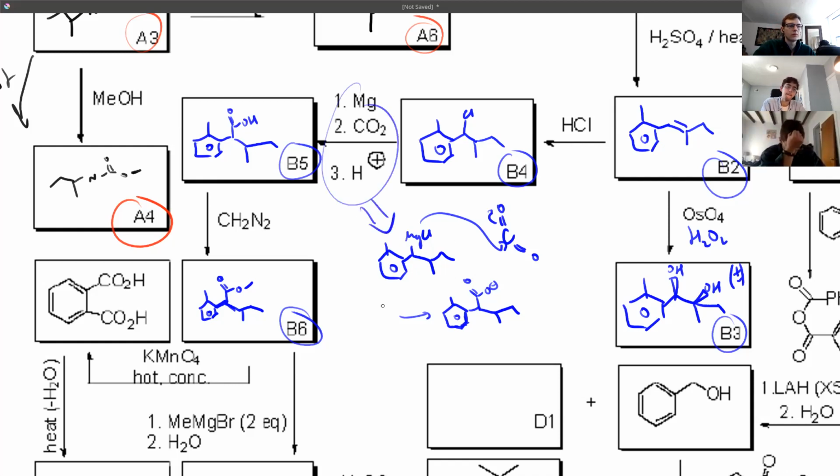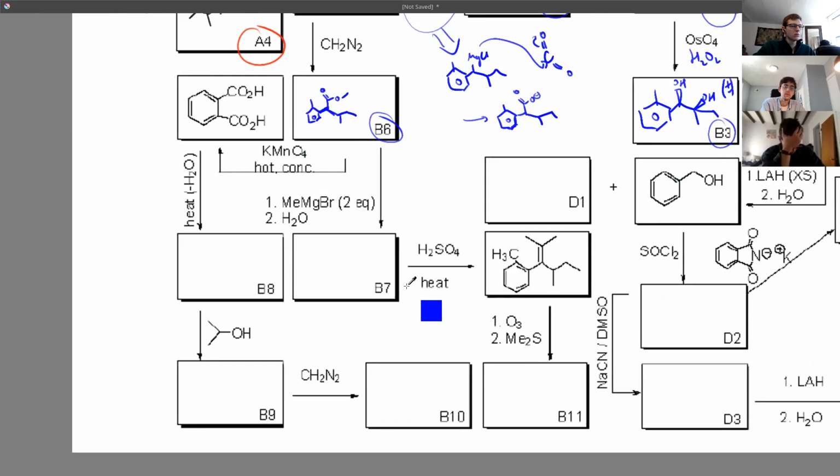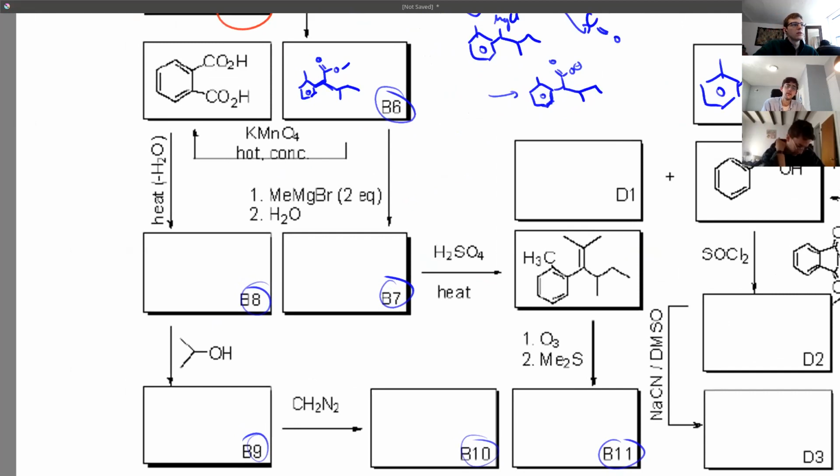Okay, so this is a Grignard reagent. So there's a lot more B's. Then would we just do a little nucleophilic attack of our carbonyl carbon here?